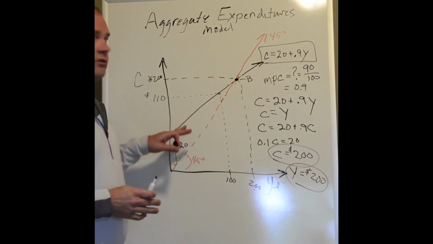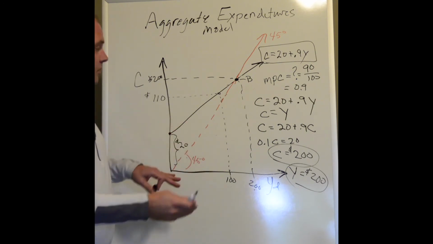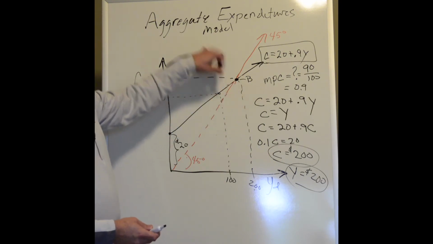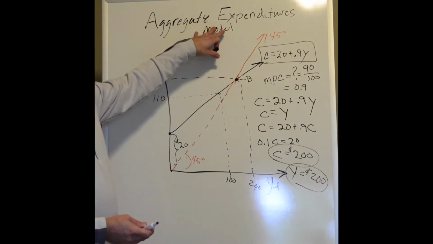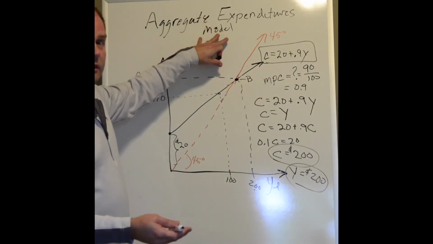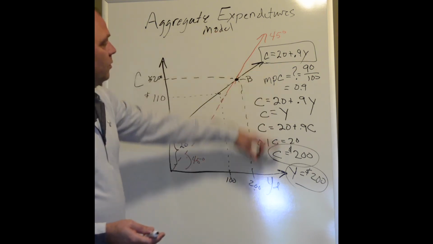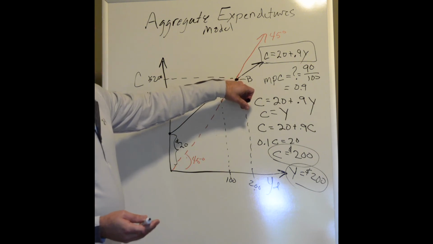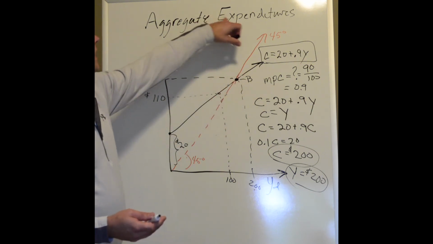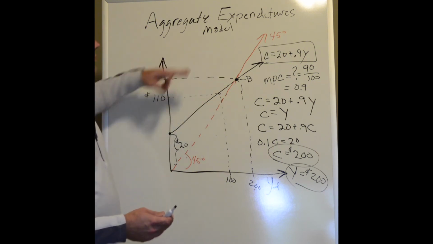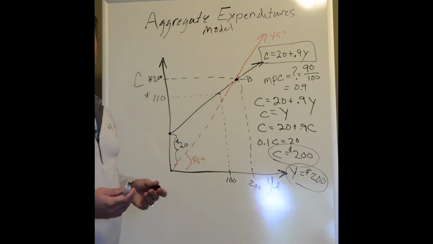The reason I'm doing it with just the consumption function is to minimize the number of lines on here. When we build out the aggregate expenditures model, we add in investment, we add in government spending, and this is the way you can go through and find the exact point for the aggregate expenditures. This is just consumption. When we add the other ones in, we're going to have a line that's our aggregate expenditures line.